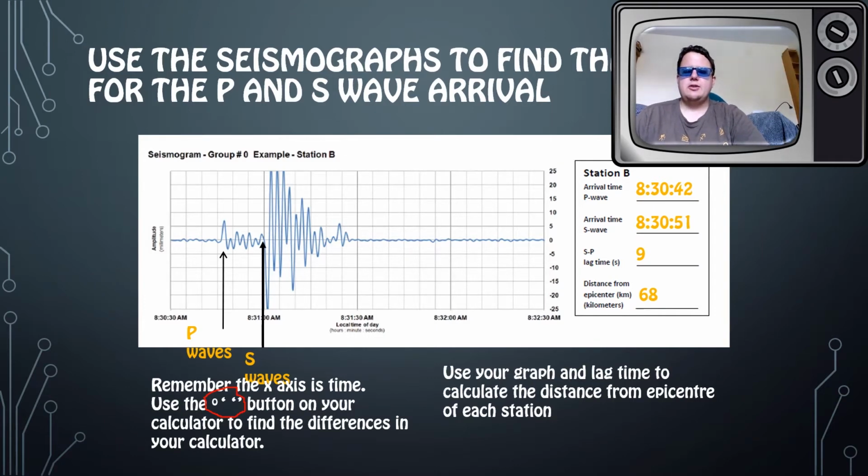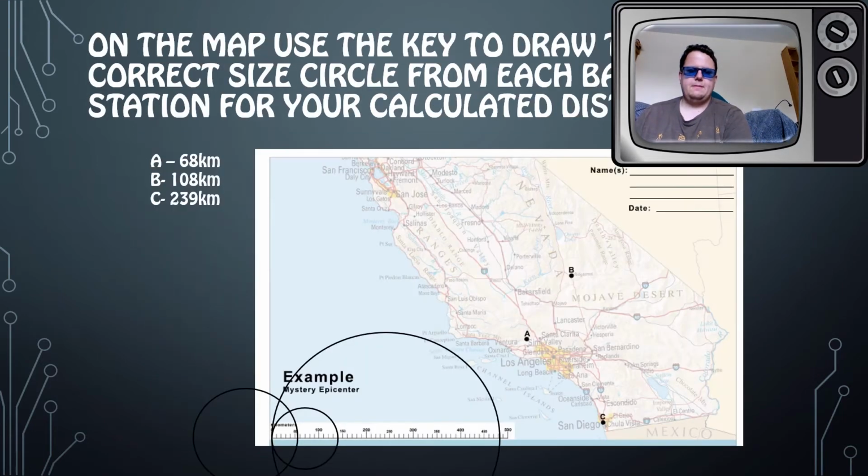Like I said, you then use a graph of the P wave distance against time and the S wave distance against time, and you look for when the gap between those 2 is the same as your lag time, and that will give you your distance.